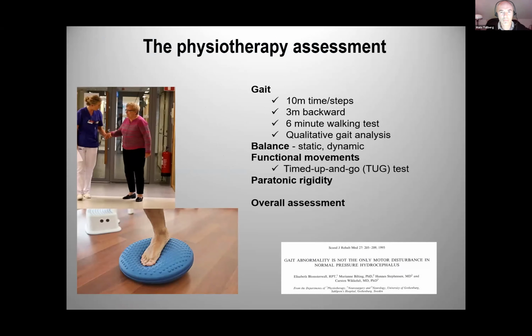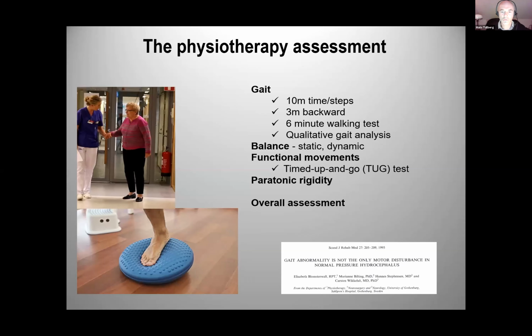A physiotherapist is of great value, I think, and in most centers specialized at this, the physiotherapist is responsible for the testing of gait and balance with more elaborate tests. The 10-meter gait test is a commonly used test. You can do other types of testing of gait. Balance is also important, and you can test balance function both with static function and dynamic function.